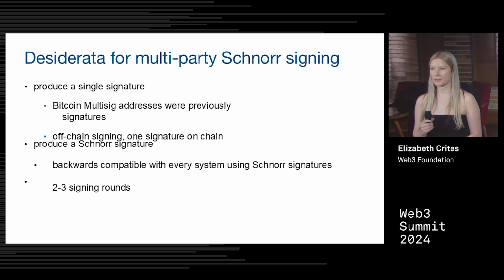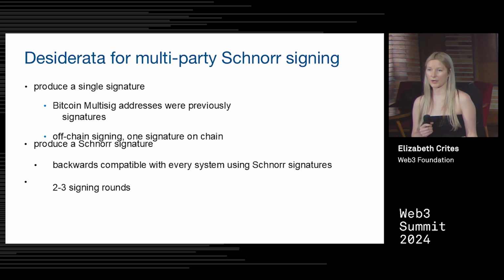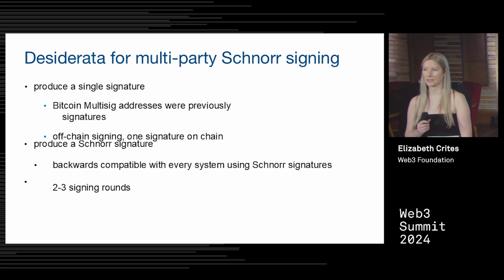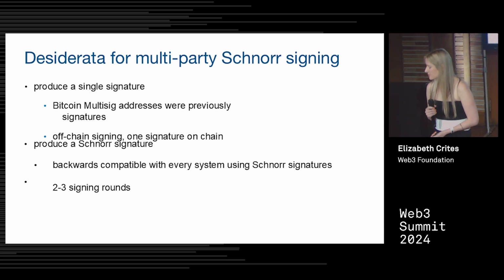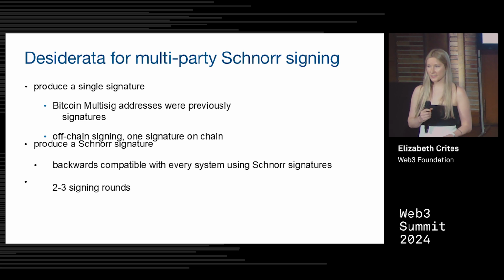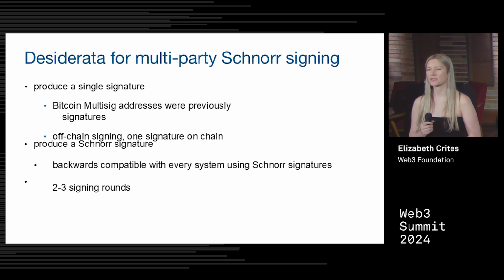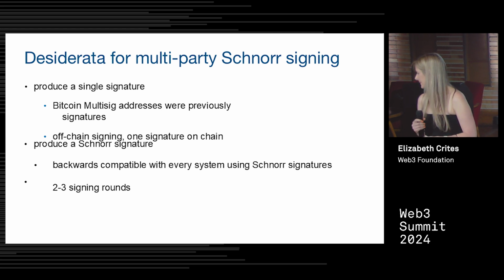So what's nice about this is that if you can build a scheme that does this, then it's backwards compatible with any scheme that uses standard single party Schnorr signatures. You can literally drop it in. We're also interested in schemes that are as efficient as possible. In particular, we're interested in schemes with a small number of signing rounds, ideally 2 or 3. It'd be great to have a fully non-interactive scheme, but so far this doesn't exist for Schnorr, as we'll see.